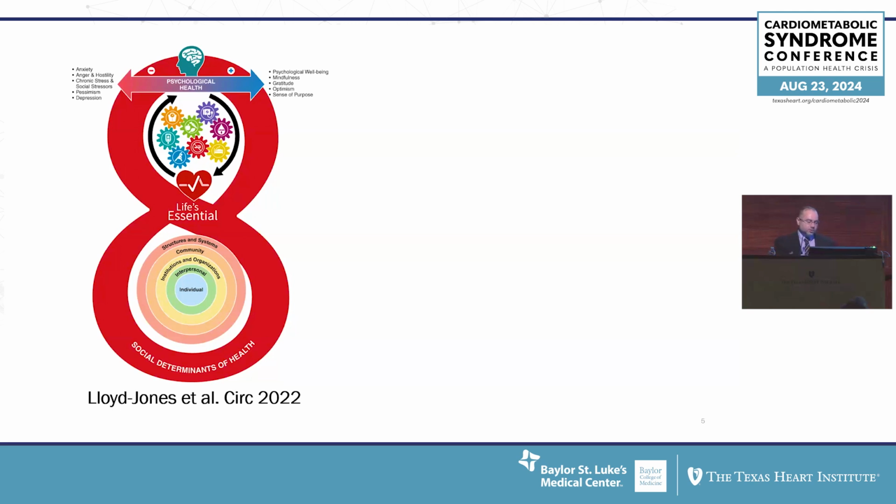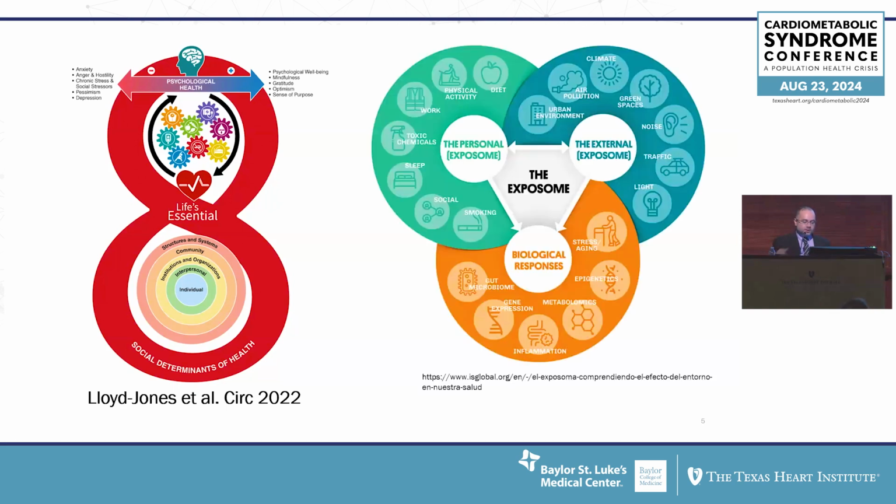And most recently, this is Life's Essential 8, where they incorporated this bottom part, which is really the social determinants of health, talking about individual, interpersonal, organizational kinds of aspects. But I would go a step further and introduce this concept of the exposome. The exposome comes from two different words, exposure and omics, like we use in science. And think about the exposome as everything that you're exposed to from the moment you're conceived till the moment you die. And this can be conceptualized in 3 different components.